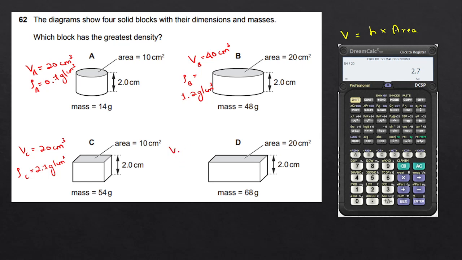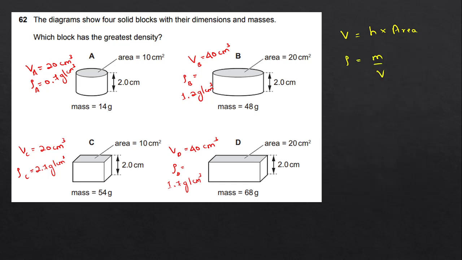First let's find out the volume of object D. It's 20 times 2, that's 40 cm cube. Density of object D will be 68 by 40. 68 divided by 40 is 1.7. So here it's 1.7 gram per cm cube.